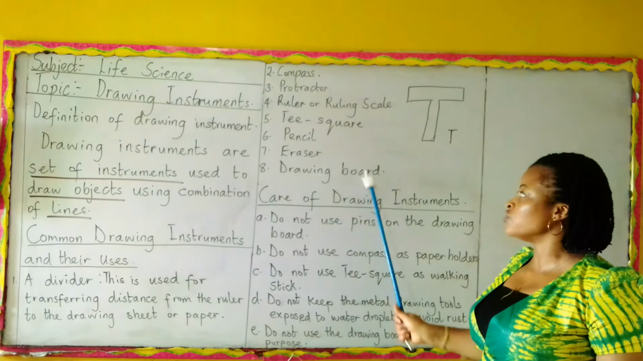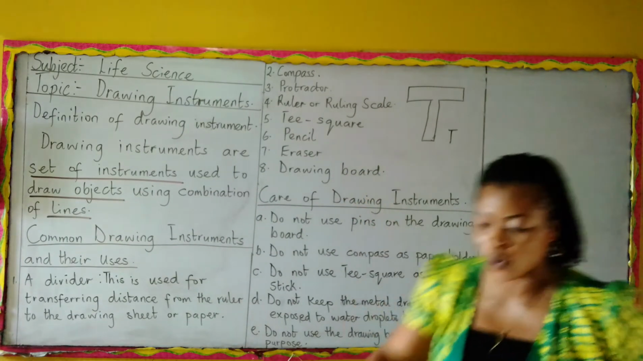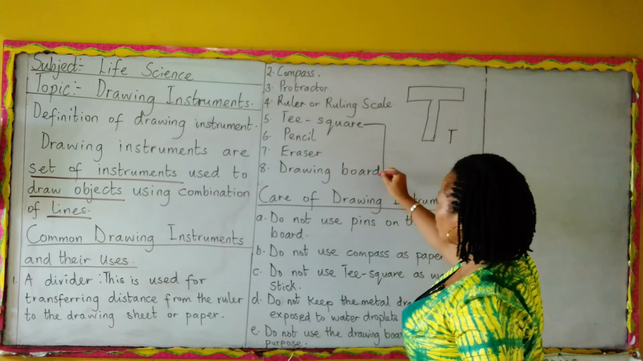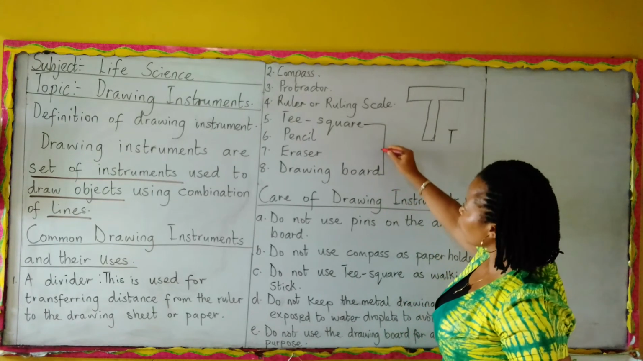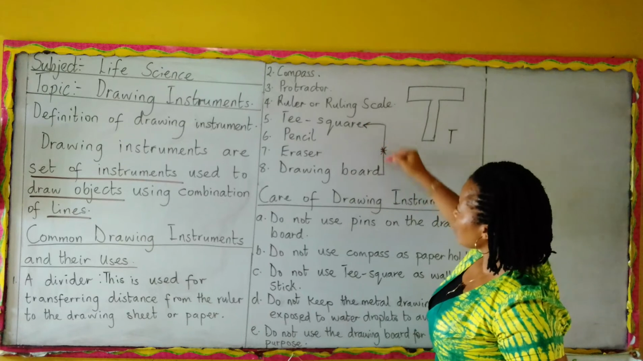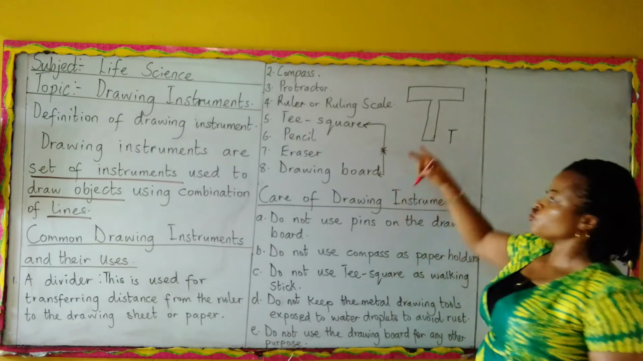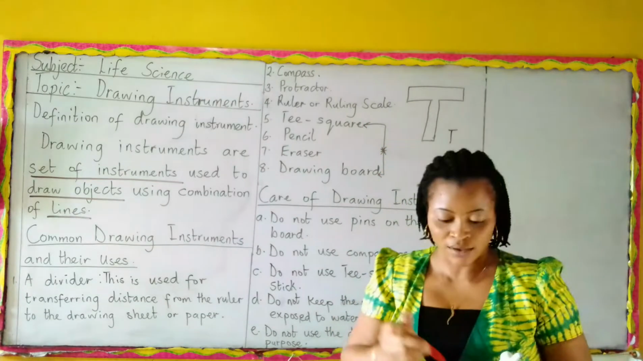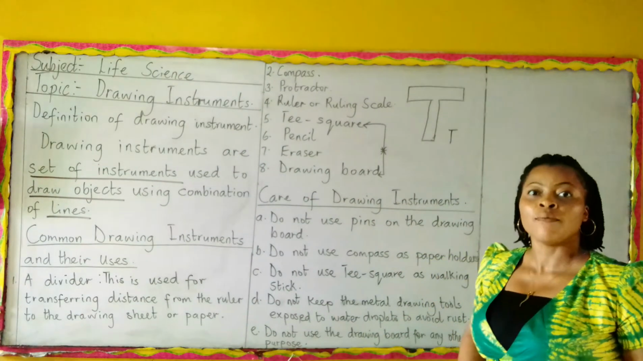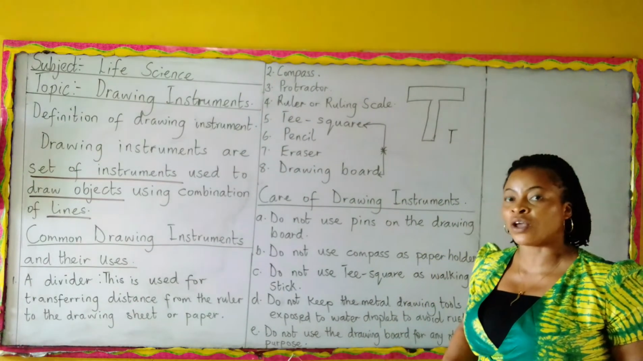We then look at the drawing board, which comes with the T-square. This and this work together. Okay? These two, they work together. So I'm going to establish it so you will know. So we use a drawing board to place our paper whenever we are making our set of squares or drawing our horizontal lines.